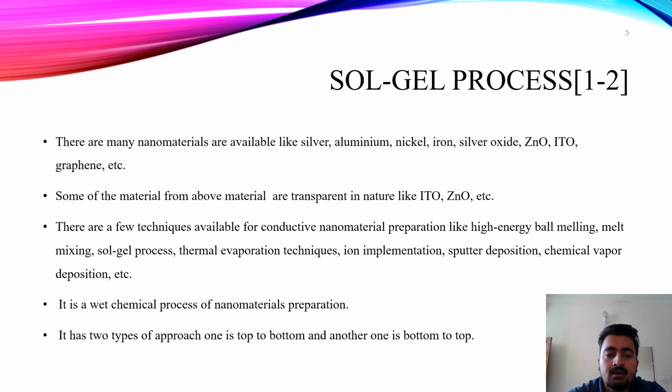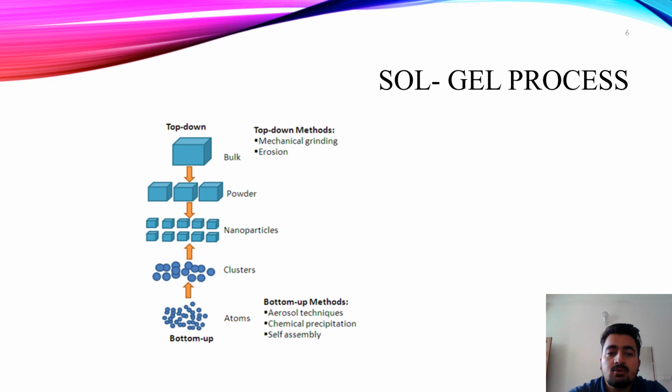deposition. Generally, the sol-gel process is a wet chemical process of nanomaterial preparation, and it has two types of approaches. One is top to bottom and the other is bottom to top. In the top to bottom approach, we have a bulk, well conducting material, and we convert it into powder form. After powder form, it is converted into nanoparticles. This is the top down method. Generally, in this method, mechanical grinding and erosion are used.